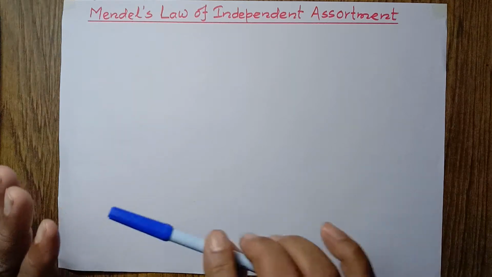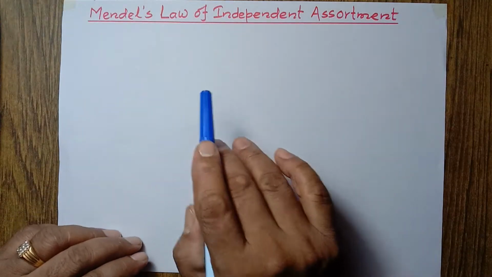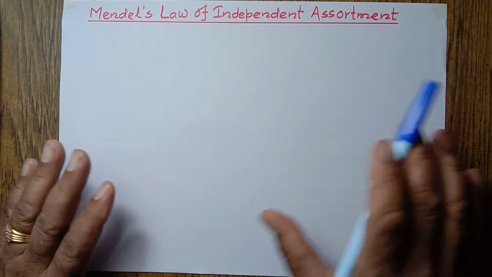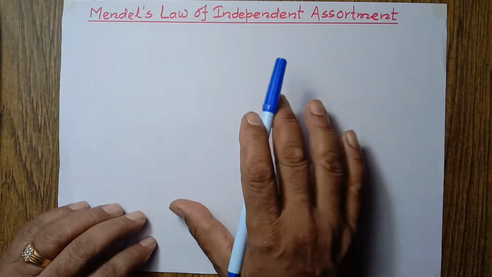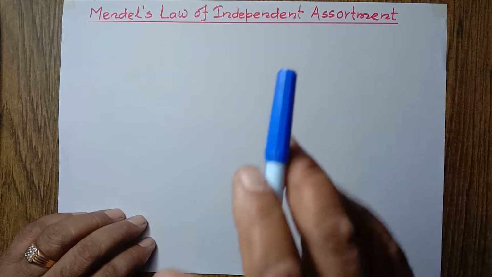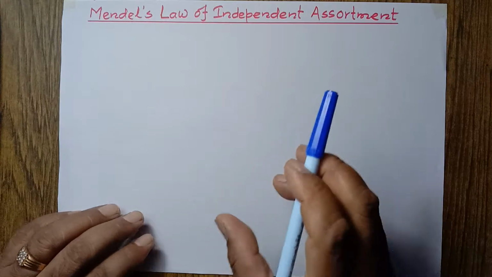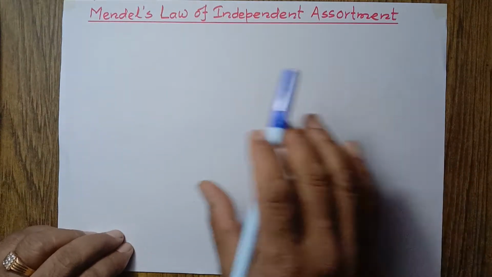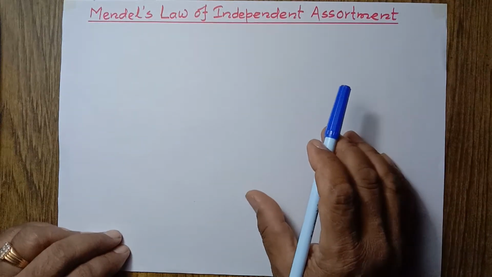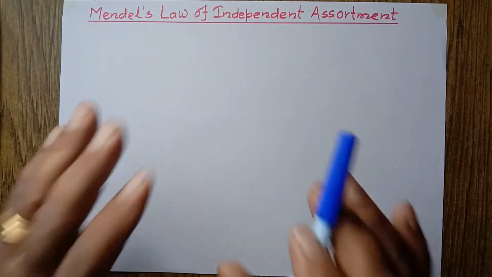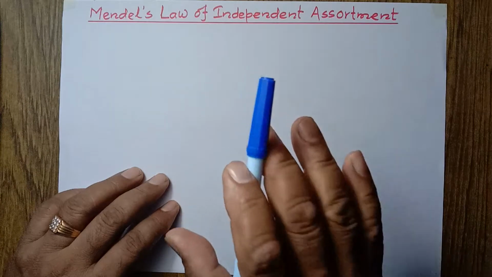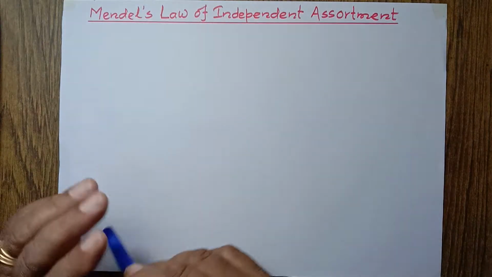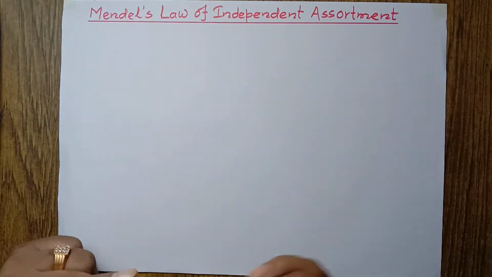Today I am going to tell you about Mendel's law of independent assortment. But this law was made by Mendel after an experiment, and I'm going to describe that experiment also. Now, before the experiment, we have to be very clear about some other matters, just like character.